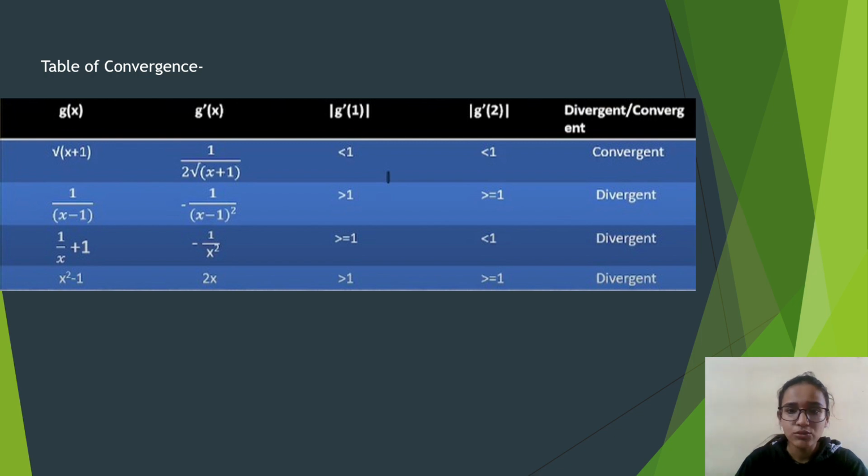If both the values are less than 1, it is convergent. If they are greater than or equal to 1, they are divergent. If g dash of 1 is greater than or equal to 1 and g dash of 2 is less than or equal to 1, then also divergent. The convergent case is only when both of the values, that is g dash of 1 and g dash of 2, are less than 1, then only it will be convergent, otherwise it will be divergent.